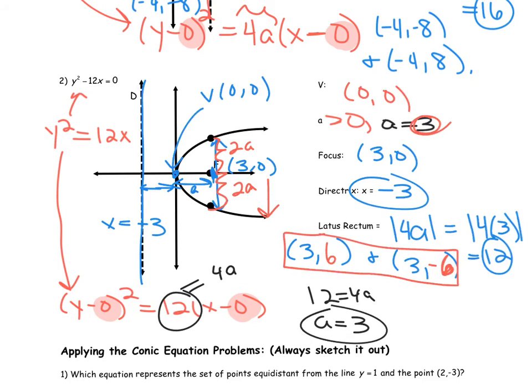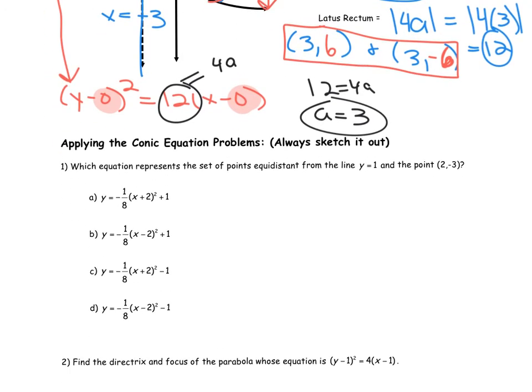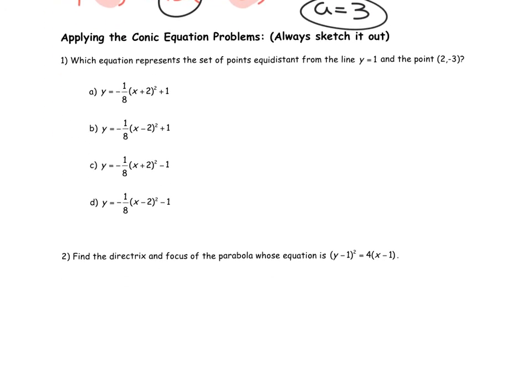Now we've covered all 4 different situations you could see with the parabola, with it facing upwards, facing downwards, facing left, or facing right. Now we're going to get into some practice problems. So I want to take a look at this first question here, where it says, applying the conic equation problems, always sketch it out, which is true. You really are going to want to always sketch these in order to correctly know what you're looking at. Otherwise, these are really hard to solve. A visual is always really helpful.